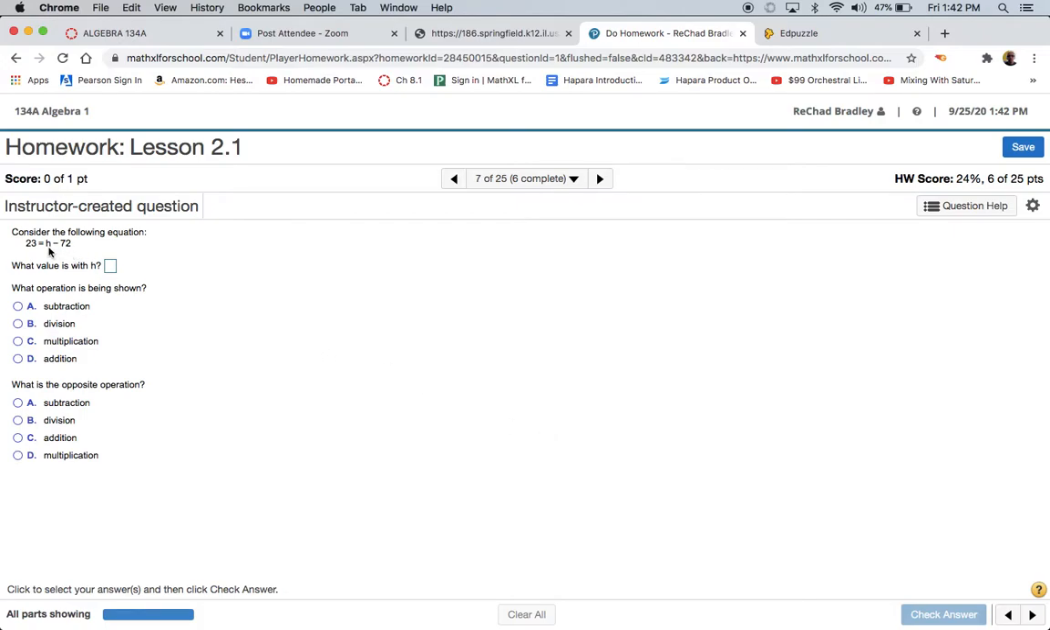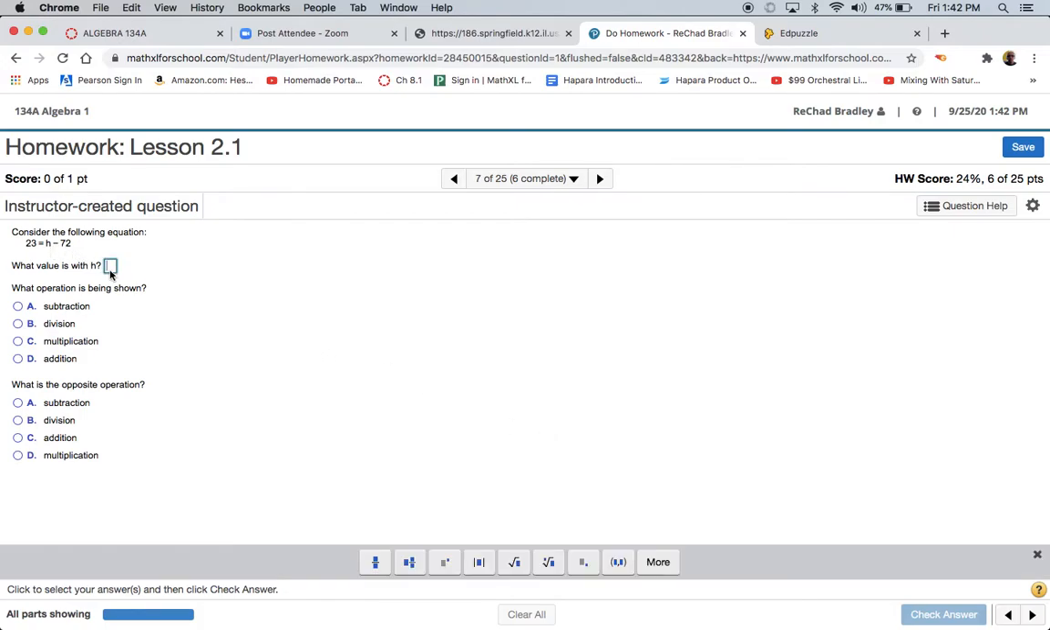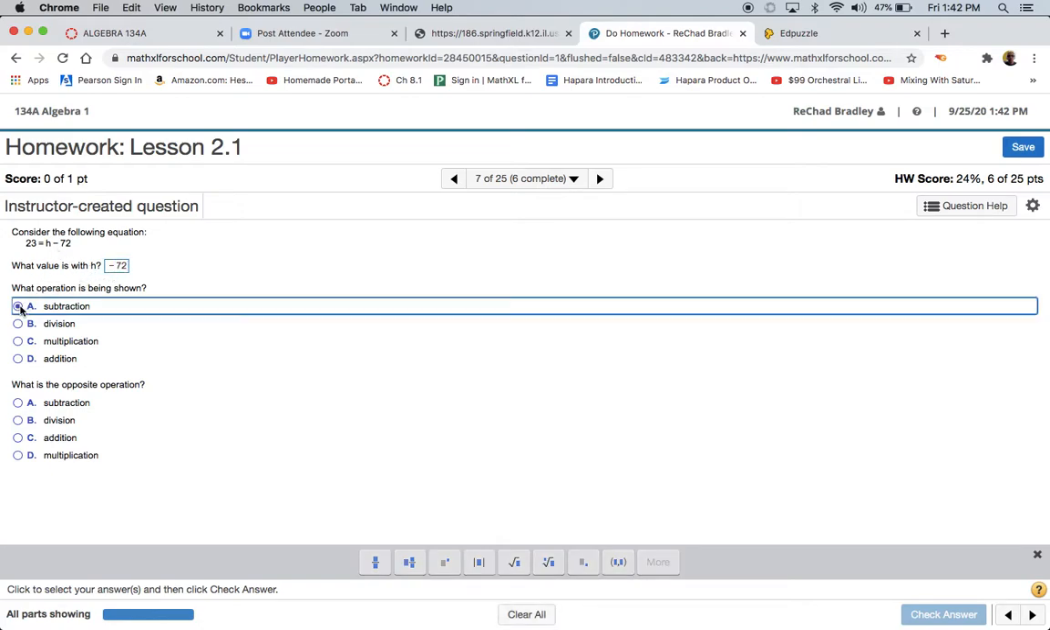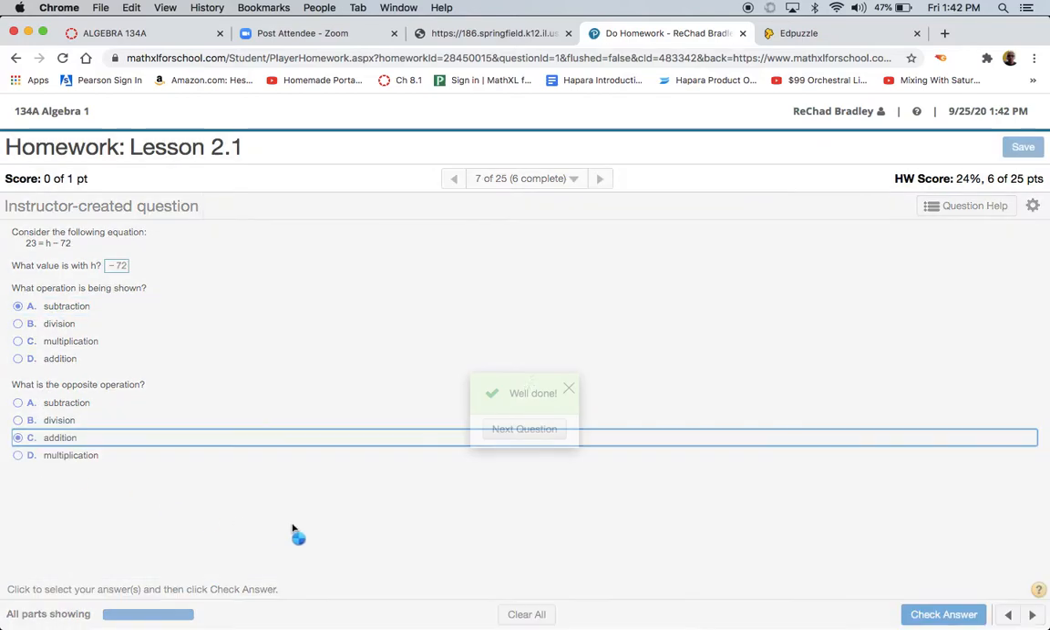You want to identify your h. It's h minus 72, so a negative 72 is with h. The operation being shown is subtraction, and how do you undo subtraction? What's the opposite? Would be addition.